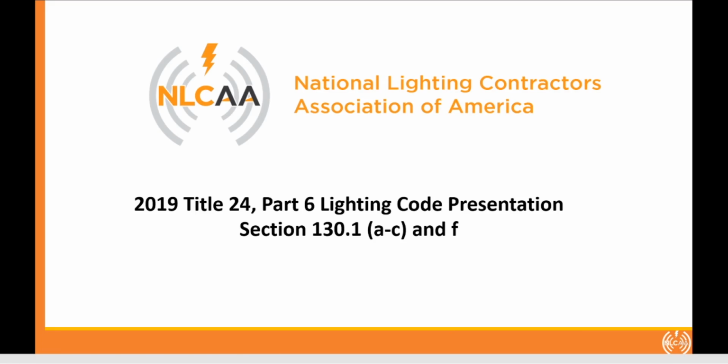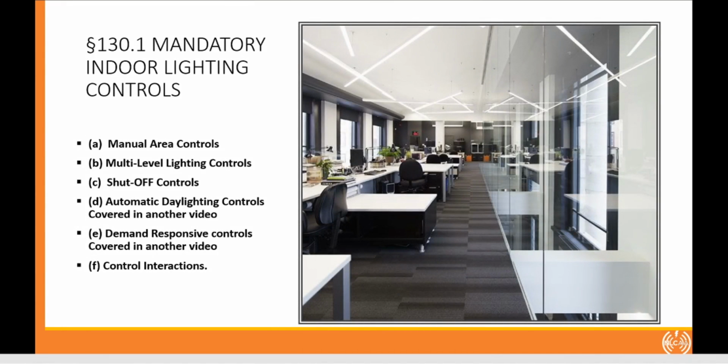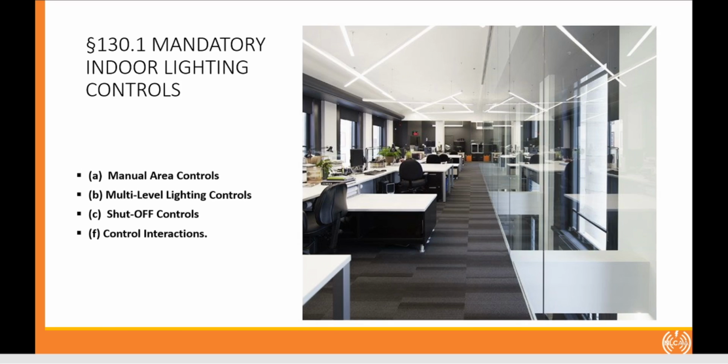Today, I'm your host, and I will help guide you through Section 130.1A through C and F of our wonderful California Title 24 2019 Code. Under Code Section 130.1, Mandatory Indoor Lighting Controls, there are quite a few other subsections listed, but today we will only cover these four.